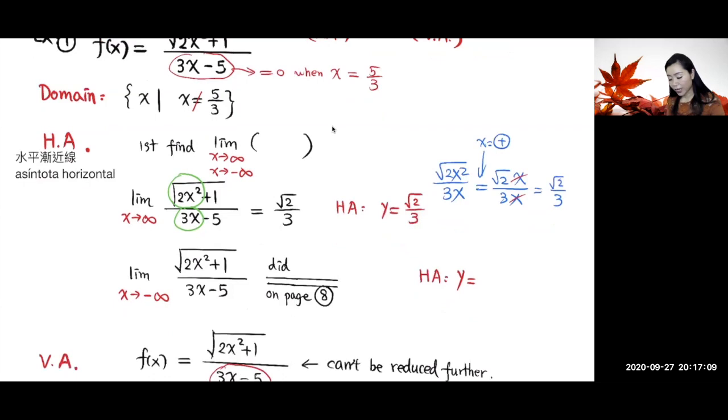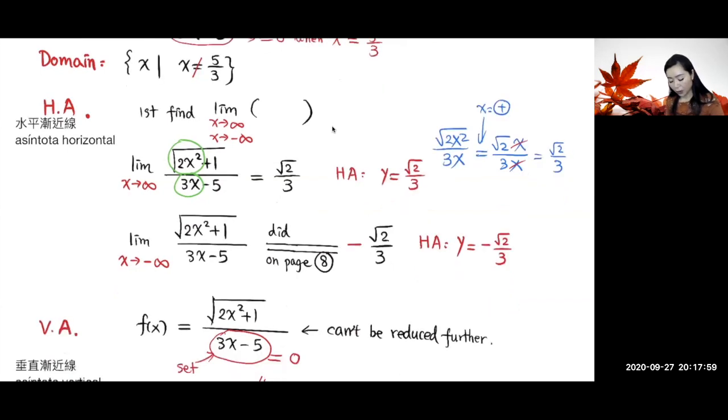Now we try to find, on the other end when x goes to negative infinity, whether it approaches a finite number. As you recall on page 8, we went over this. When x goes to negative infinity, we have to be careful. We got that this is actually negative square root of 2 over 3. It is a finite number. So y equals this number is a horizontal asymptote. So going to this end, we have one horizontal asymptote. Going to the other end, we get another horizontal asymptote.